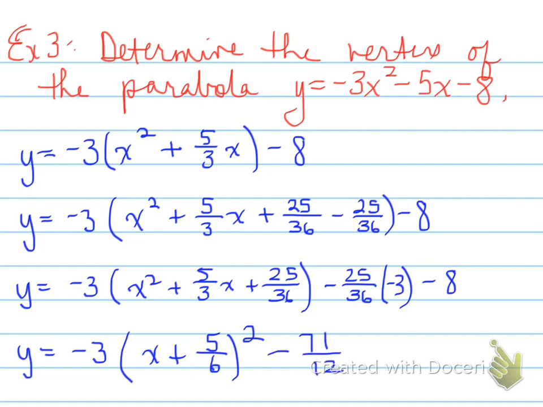And the question says, determine the vertex. So the vertex, therefore, is negative 5 over 6. Remember, what's inside the brackets is the opposite of what we see. So it's negative 5 over 6 and negative 71 over 12.